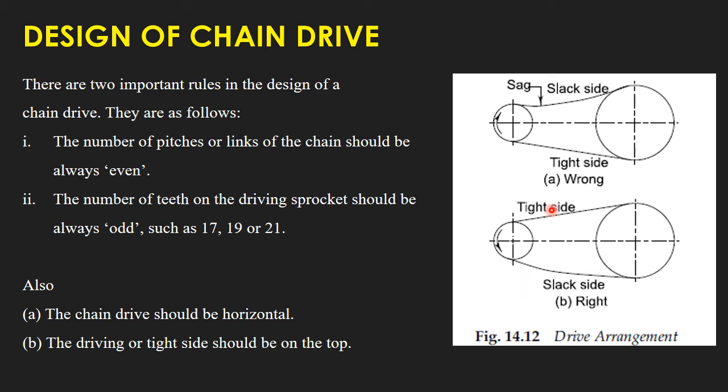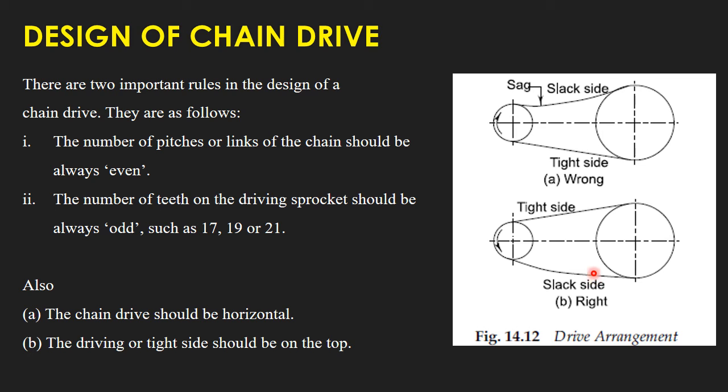And another preference condition is this. If you have observed in belt drives, the tight side is present at the lower portion of the belt drive and the slack side is present at the top portion. When you come to chain drives, it is more preferred that the tight side is at the top and the slack side is at the bottom.